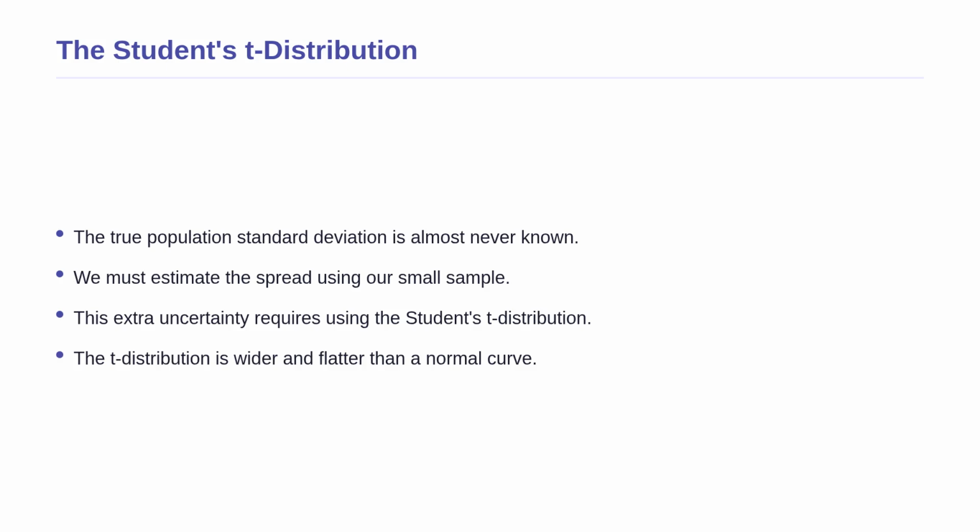Now that we understand the goal, we face a real-world problem. We almost never know the true spread or standard deviation of the entire population. Because we do not know this true spread, we have to estimate it using only the data from our small sample. This extra uncertainty means we can no longer use the standard normal distribution curve. Instead, we use the student's t-distribution, which is a bit wider and flatter to account for our guessing. This ensures our mathematical conclusions remain safe and conservative.